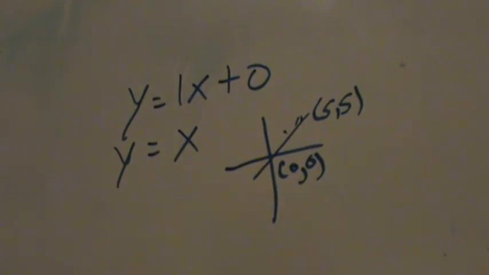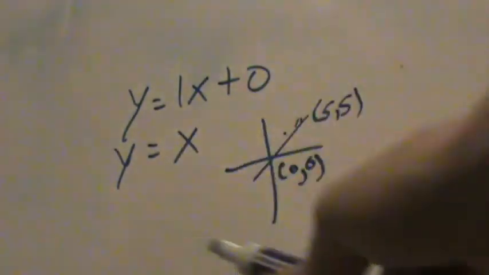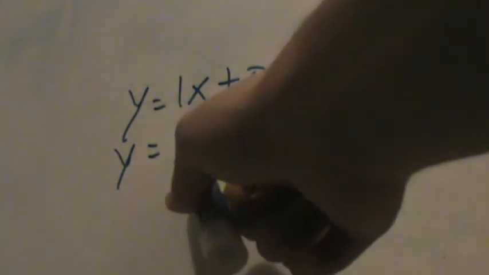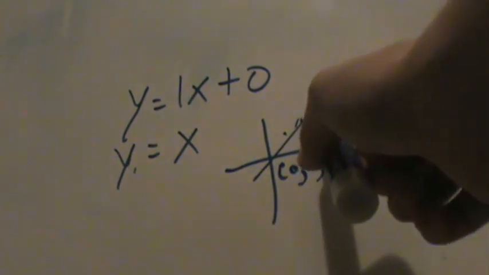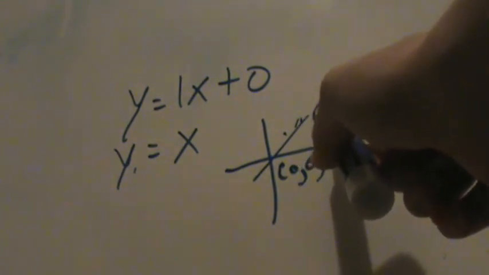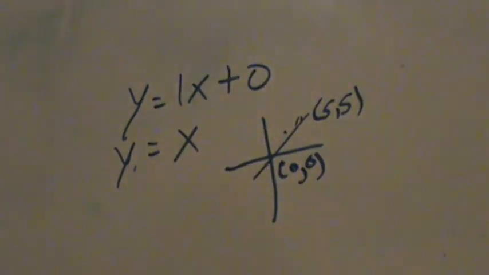Does this represent this line right here? The answer is it does. If I plug into this equation x equals 0, I get an output of 0. 0 equals 0, there's my one point. And then if I say x equals 5, does 5 equal 5? Yes, it does. So that's how you would calculate a simple linear equation.